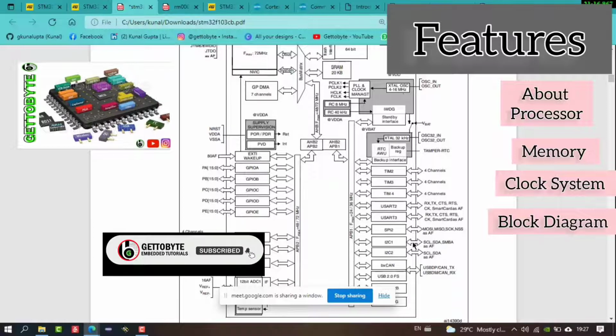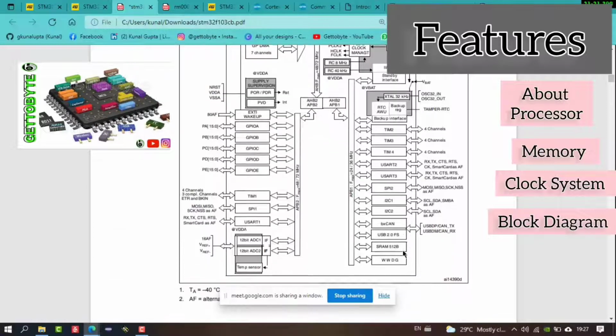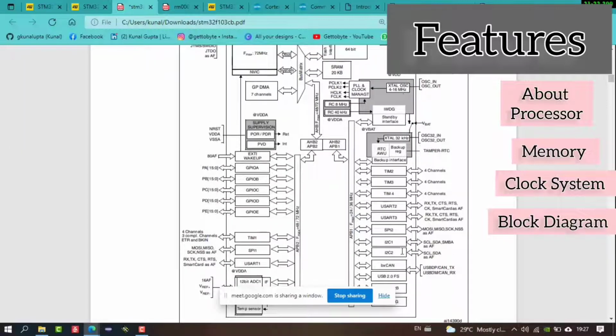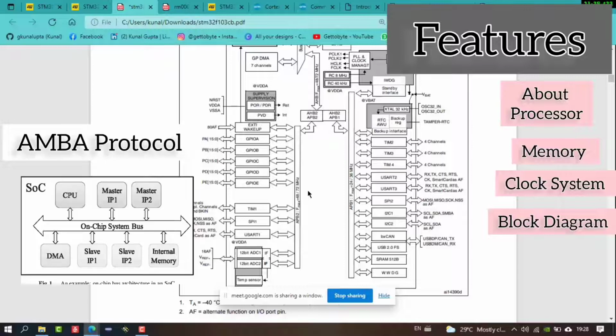Now for I2C, we have 3 I2C ports: I2C1, I2C2 and I2C... okay no, in the STM32 F103 we have only 2 I2C ports. For SPI we have 2 ports, SPI1 and SPI2. Now you can see that there are these bus clocks attached to each peripheral. These are the actual AMBA protocol which we are talking about.